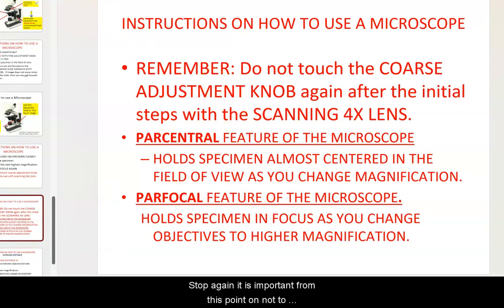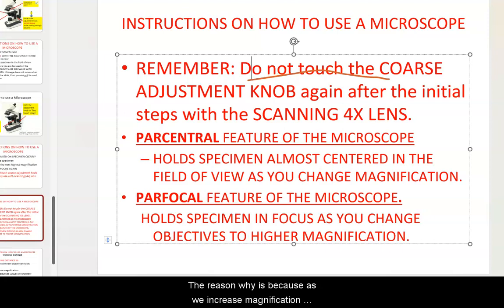Okay, so again, it is important from this point on not to touch the coarse adjustment knob again. The reason why is because as we increase magnification, the objectives become longer and longer. If you touch the coarse adjustment knob, you are risking crashing the stage against the objective, and that could potentially ruin the very expensive high magnification objectives. So just to reiterate, don't ever touch the coarse adjustment knob after the 4x objective.